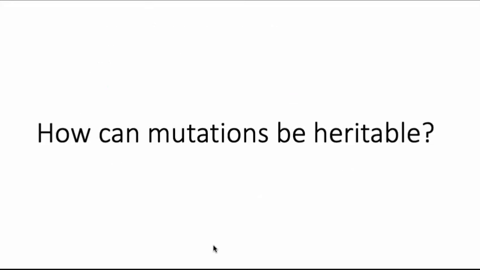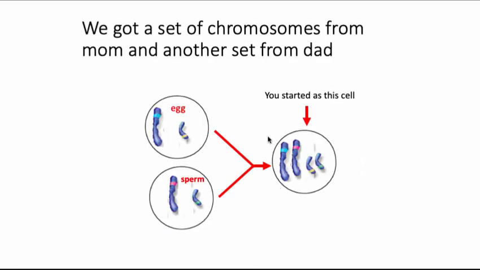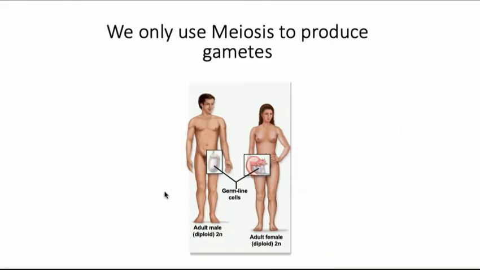What makes a mutation heritable? Where does it need to happen in order to be passed on to the next generation? The next generation starts as that cell that is the result of the egg and the sperm fusing together. So in order for a mutation to be passed on to the next generation, it has to occur in a cell that will eventually give rise to either eggs or sperm.